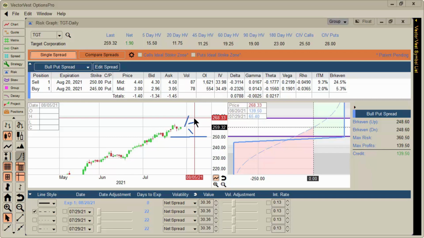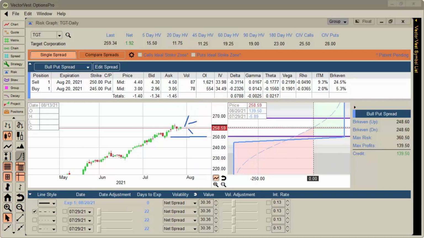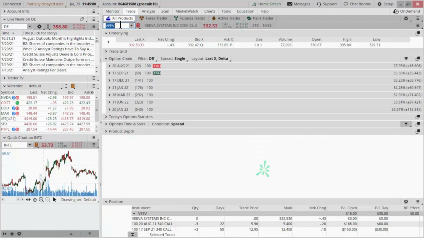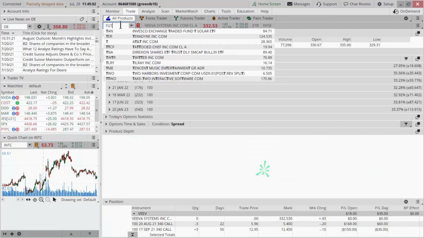Okay? So let's take this example of Target and put this into a trade. Now, I happen to use the broker Thinkorswim, and this is my Thinkorswim platform. What I want to do is click on trade. Now, I always say that this trade is done as one transaction.